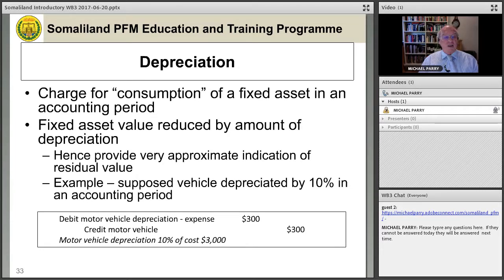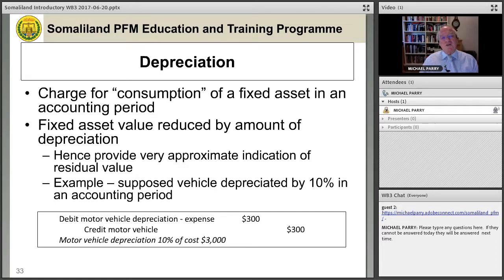So if we look at the example here, the motor vehicle costs $3,000. If we say we're going to depreciate it at 10% for a period, let's say a year, then the charge will be $300 depreciation per accounting year. $300 is debited to the depreciation account, which is an expense account, and it is credited to the motor vehicle account. So it reduces the value of the motor vehicle.